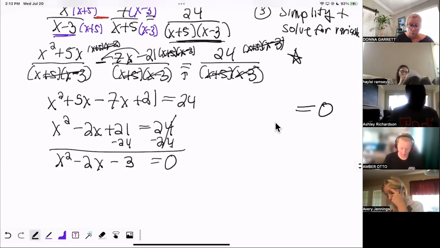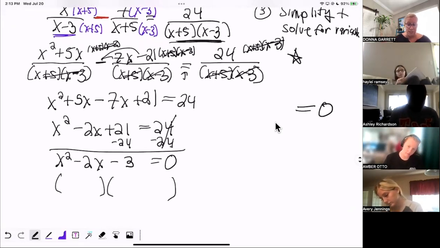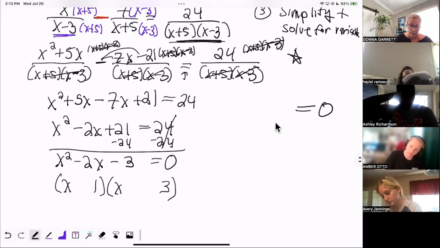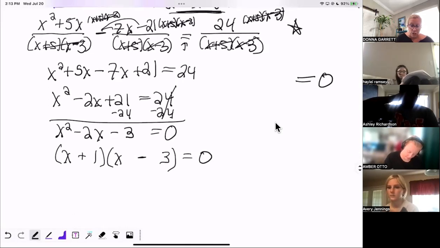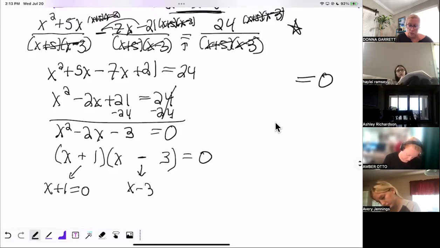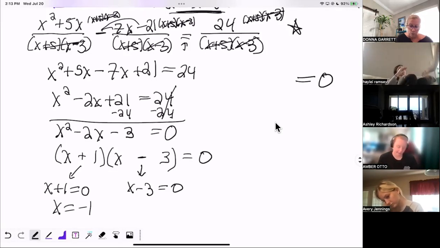Okay, so we're going to solve. Now, solving because we're going to factor. We have an x squared, an x, and a number. That means factoring. I know it's going to be a 3 and a 1. Just figuring out where the negative goes. We want -2, so it has to be x minus 3 and x plus 1 equals 0. And then we learned last time to solve, we just set each of them equal to 0. X plus 1 equals 0. X minus 3 equals 0. And I'm going to solve them. So x is equal to -1. X is equal to 3.